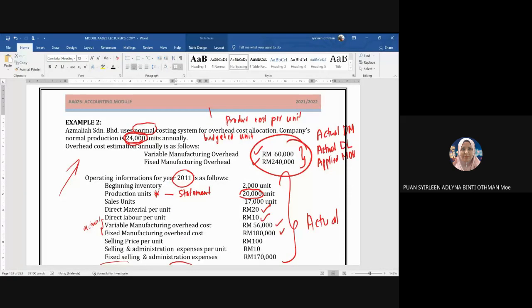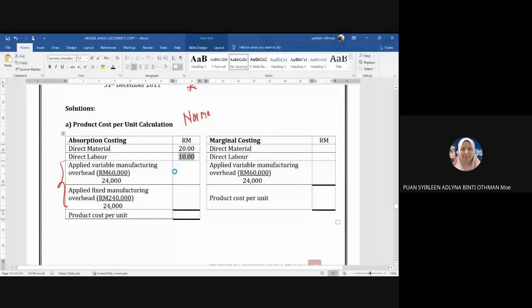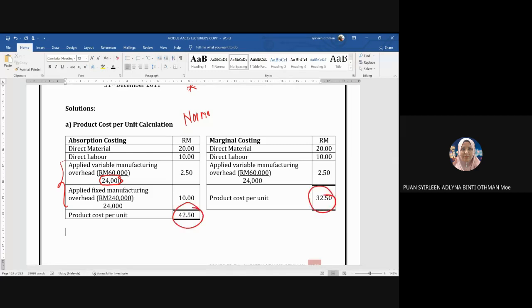Alright. So applied manufacturing overhead, kita guna estimated unit produce, budgeted unit produce. Okay, so untuk variable MOH ialah RM2.50. Untuk fix ialah RM10. Okay, so campur semua dapat RM42.50. Okay, alright. Marginal, beza dia tak ada RM10 ni. So you will come out with RM32.50. Okay, so figure ni kita akan guna untuk buat statement.